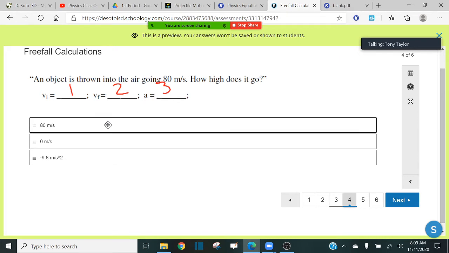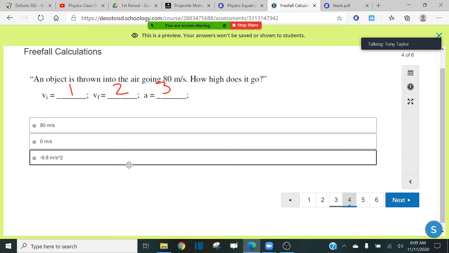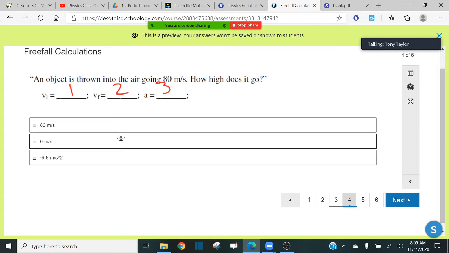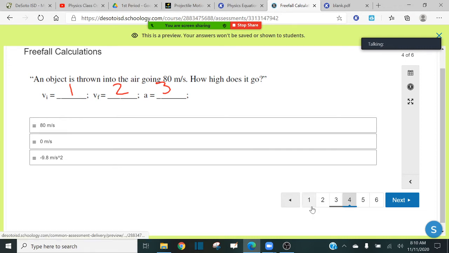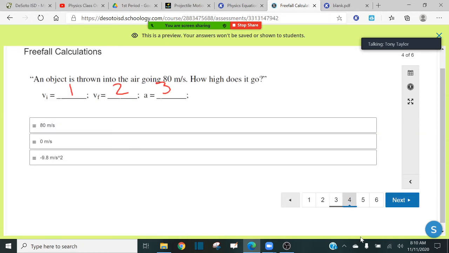So there we go, guys. Everything's in order. 80 meters per second. 0 is the second one listed for the final velocity. And then lastly, the acceleration is negative 9.8 meters per second squared. Okay. So guys, if you have that in that order, you're done with that problem. Okay. Everybody got that? Okay. Can you go to the other one that was like this one?